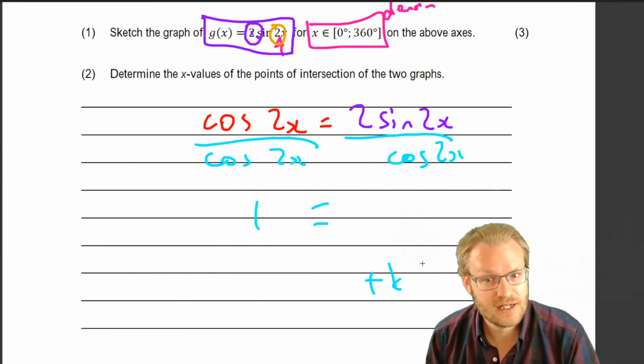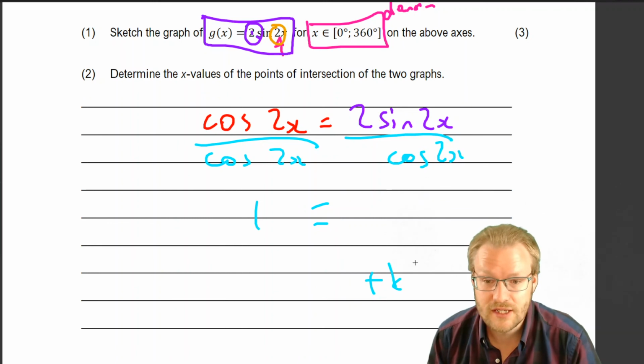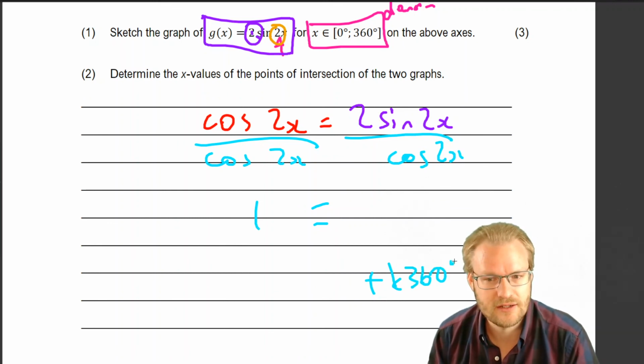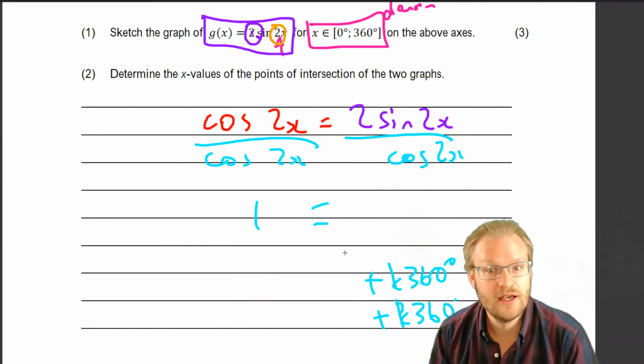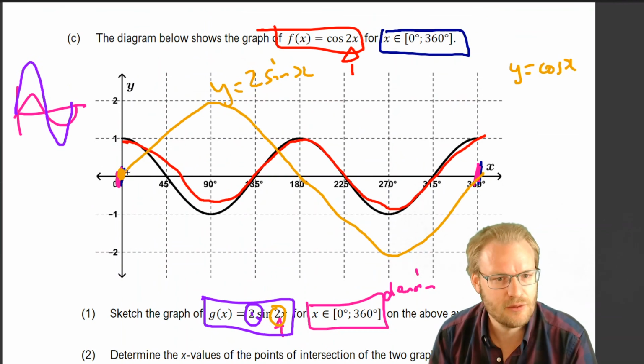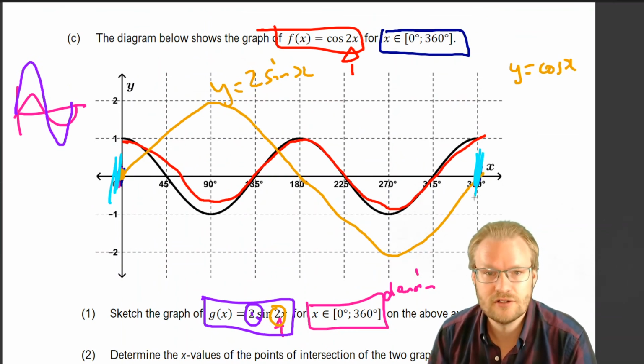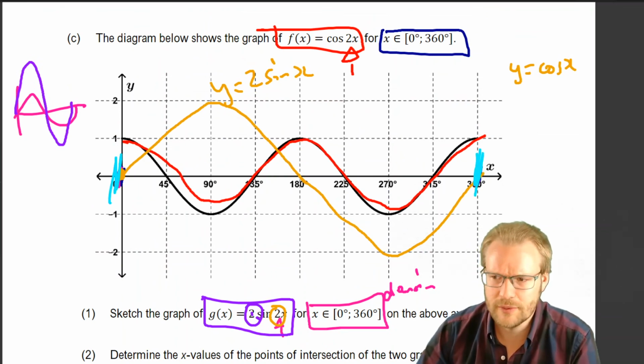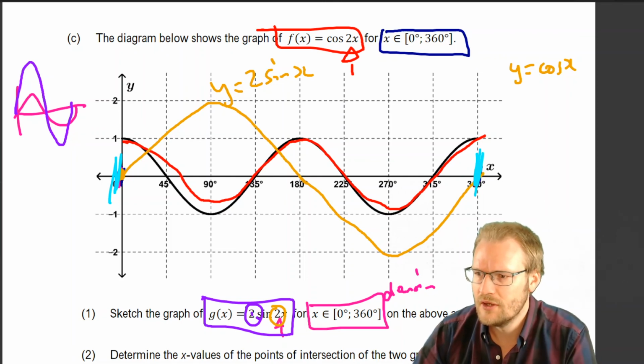Our version is going to be slightly different to the memo for this year, because there's a k180, we went plus k360. We've got two different solutions, and then find out which ones actually are between 0 and 360. That'll be a nice interesting one to do.